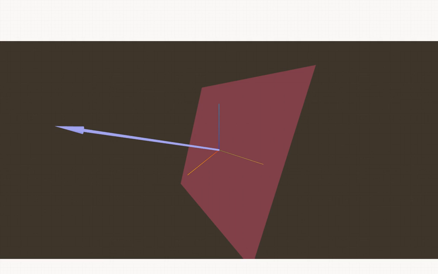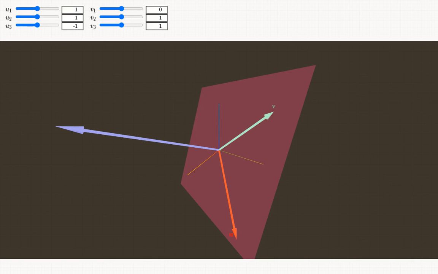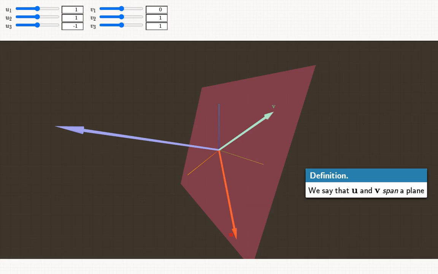Now, one way to specify a plane is to give a vector that's orthogonal to it. But more commonly, we specify a plane by giving vectors that generate it in some sense. So here are some vectors which generate this plane. We say that u and v span this plane. If u and v are the only directions you're allowed to travel, this plane is all the places that you could get to. For example, the span of the standard unit vectors i and j is the xy plane, because that's everywhere you can get, only traveling in the x and y directions.